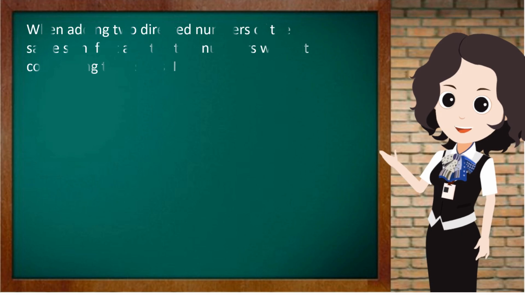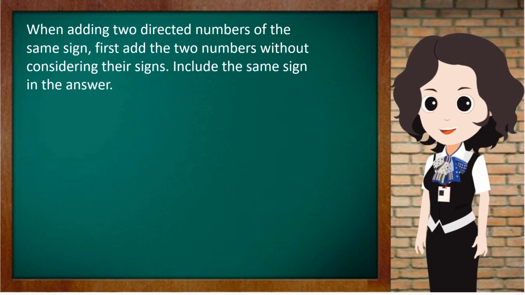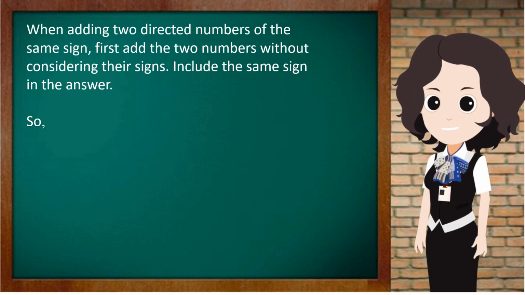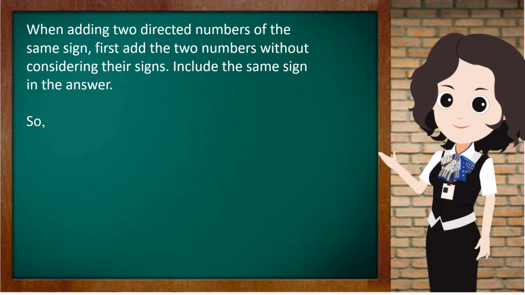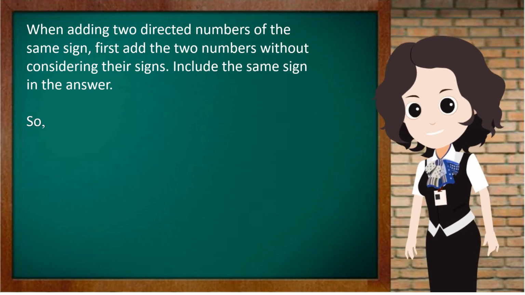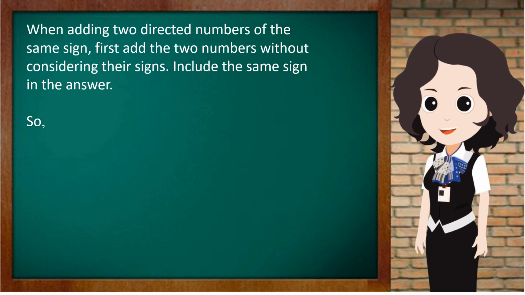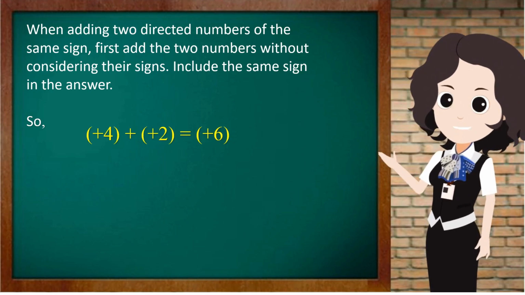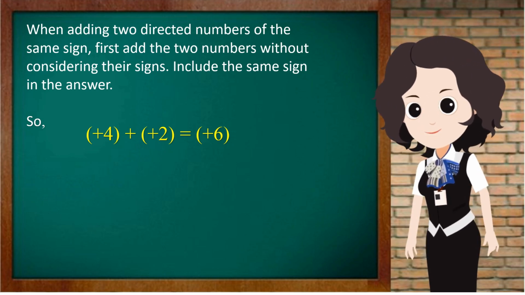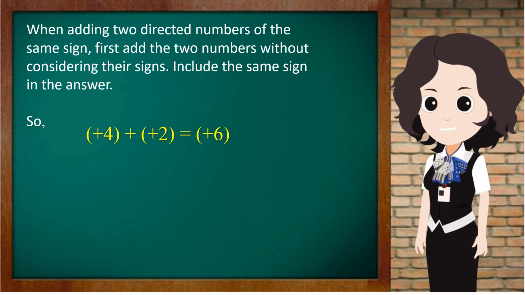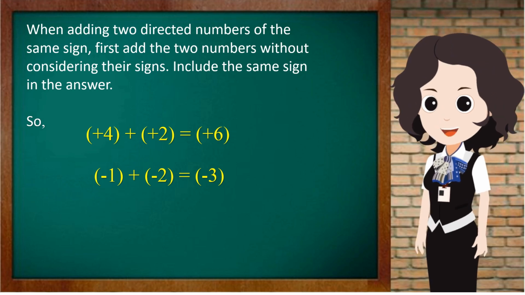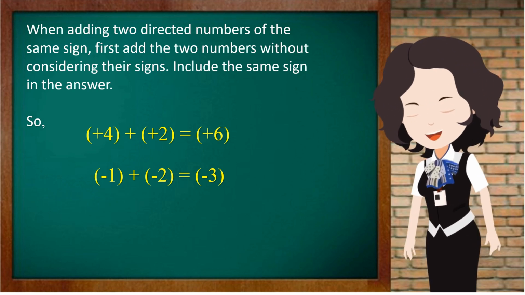My dear children, let us learn how to add directed numbers without using the number line. When adding 2 directed numbers of the same sign, first add the 2 numbers without considering their signs. Include the same sign in the answer. Accordingly, when we add +2 to +4, the answer is +6. Also, when we add -2 to -1, the answer is -3.